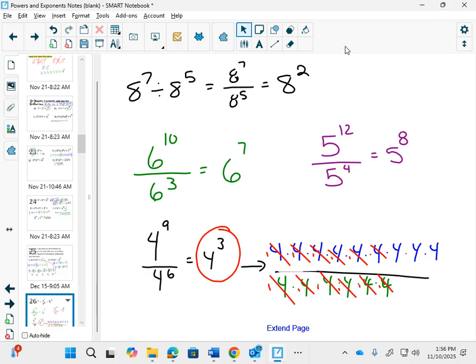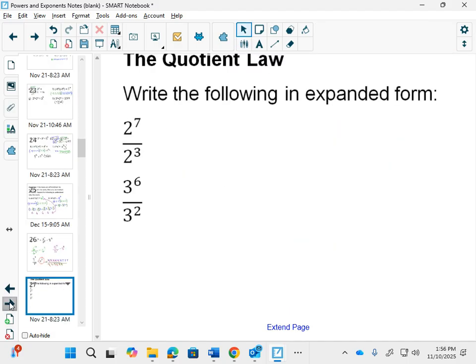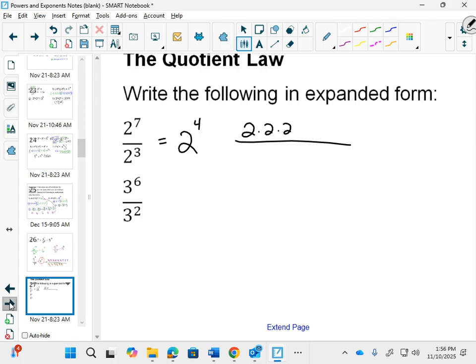This is our quotient rule. What do you think this one's going to equal? The bases have to be the same. It's going to equal 2 to the 4. Because if I wrote it out, 2 times 2 times 2 times 2 times 2 times 2 times 2, and 2 times 2 times 2, those would all cancel out, and you'd just be left with 2 to the 4th.